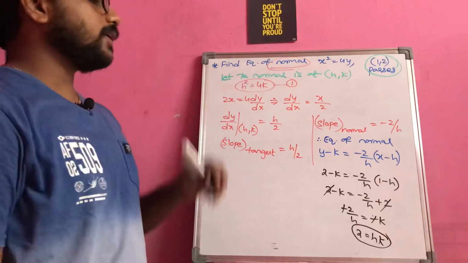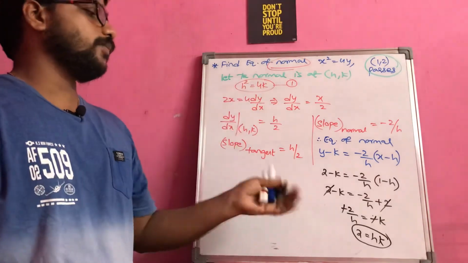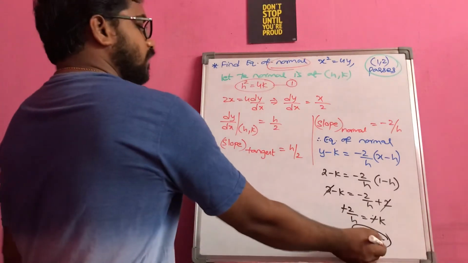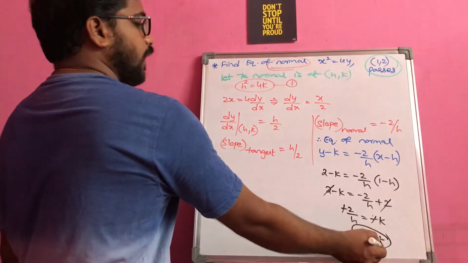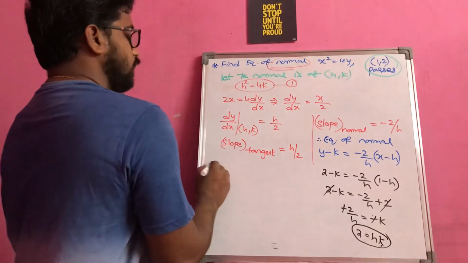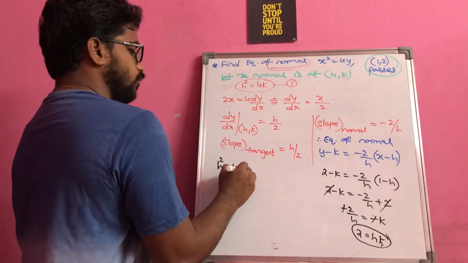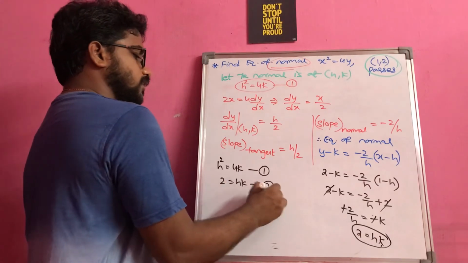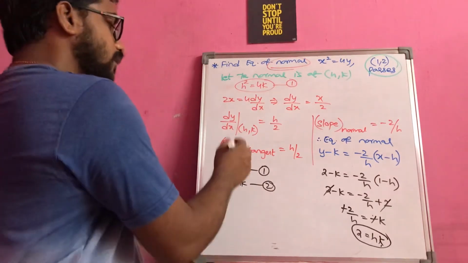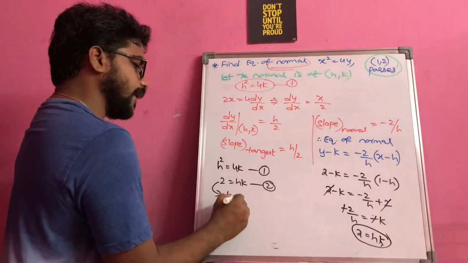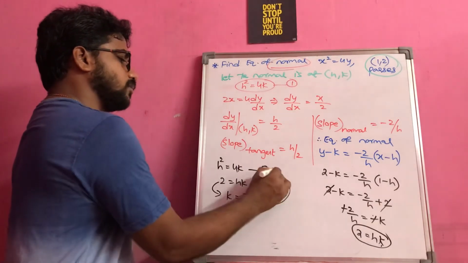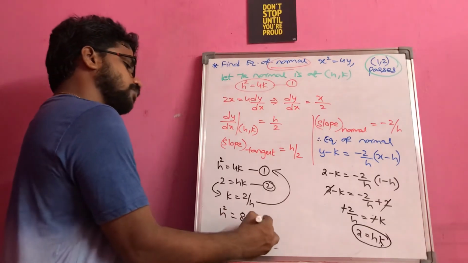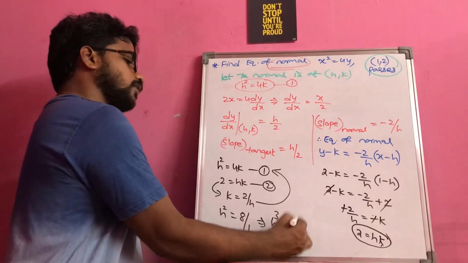So you have a condition here. Try to substitute it in there, then you will get the corresponding values of h and k. From this I will get k is equal to 2 by h. So h square is equal to 4k is the first equation. The second equation, 2 is equal to hk. From this I get k is equal to 2 by h. I will resubstitute in the first equation: h square is equal to 8 by h, which implies h cube is equal to 8.